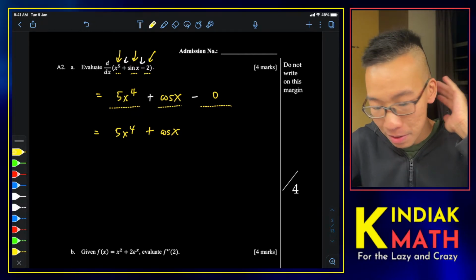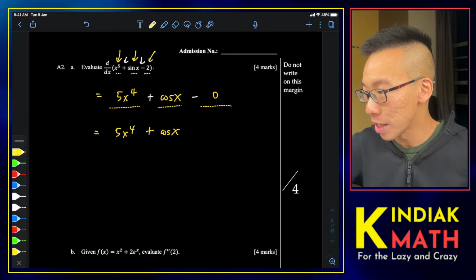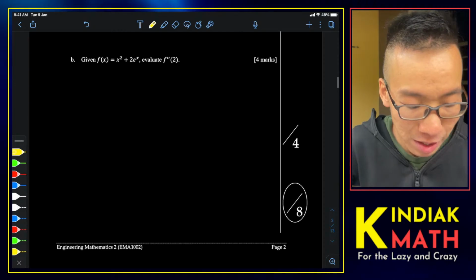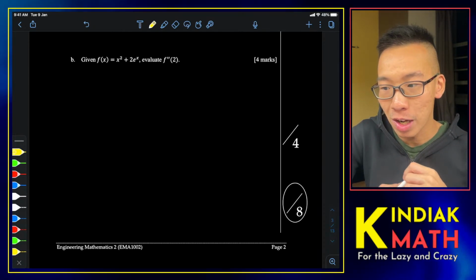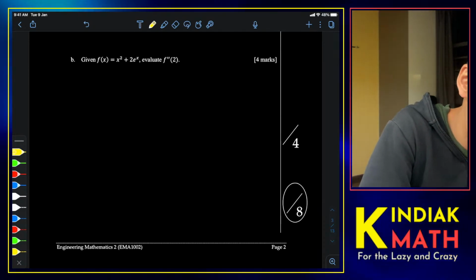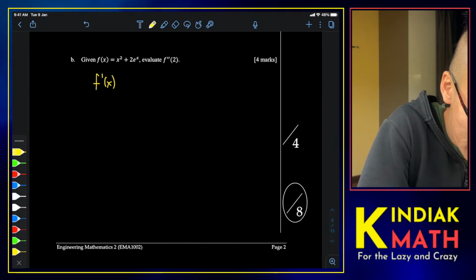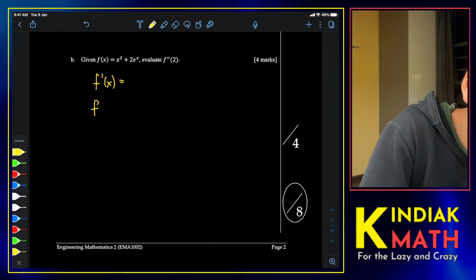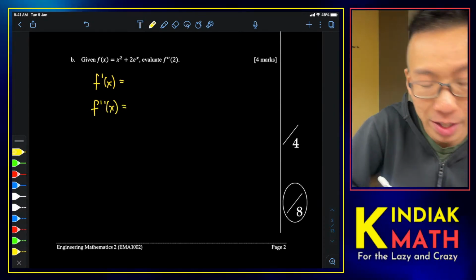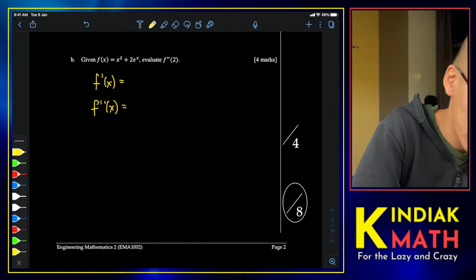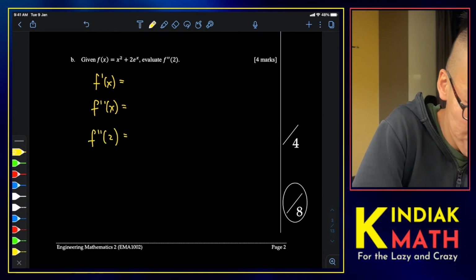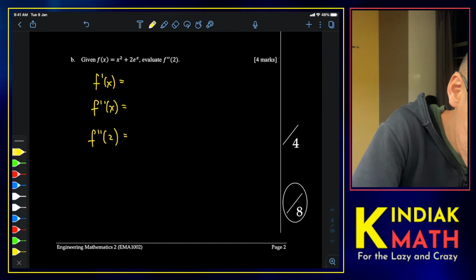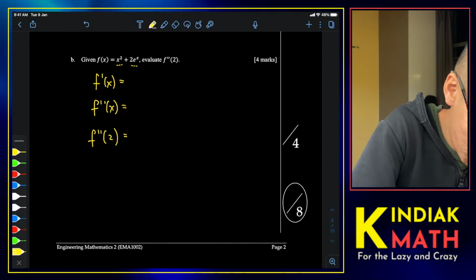Now there's a similar result for the next part over here. Given this particular expression, we need to calculate the second derivative. So in other words, we're given f(x) and we need to first find the first derivative, and then we need to find the second derivative, and finally we need to substitute x equals 2. So that's not too difficult of a task. We can differentiate each of these terms one by one.